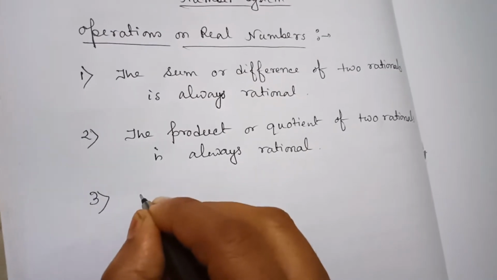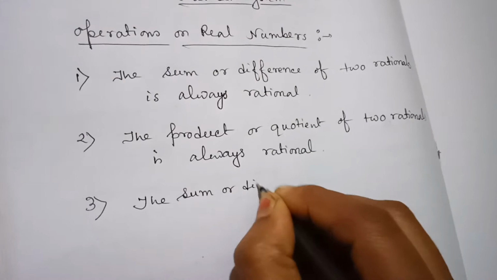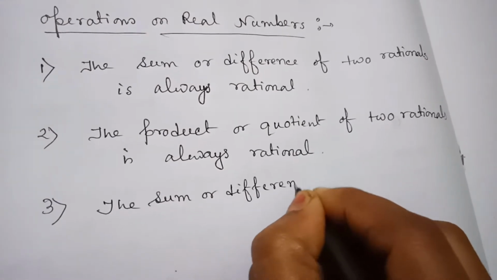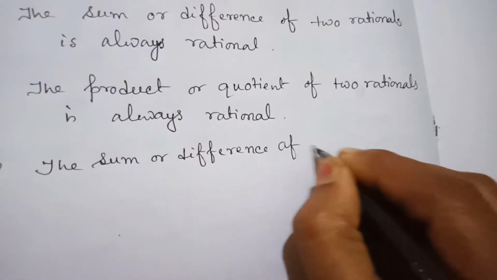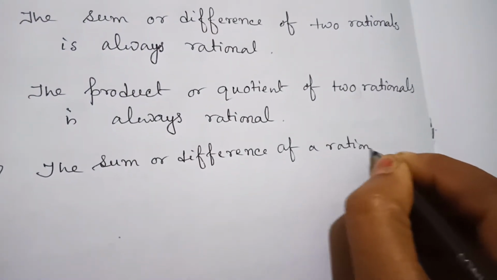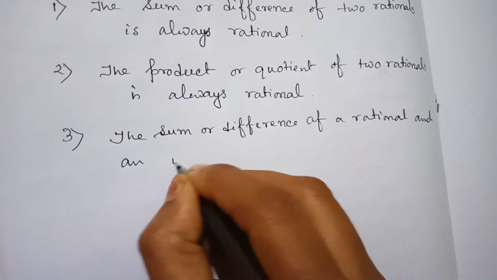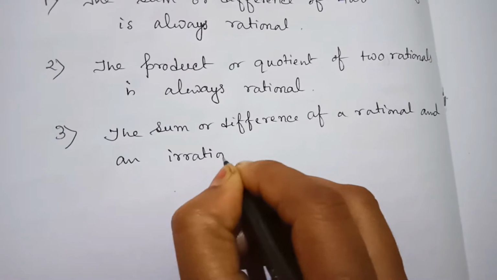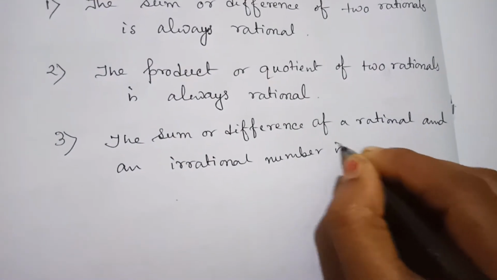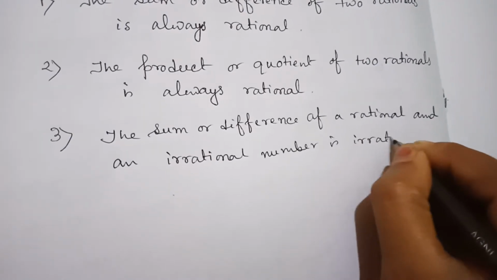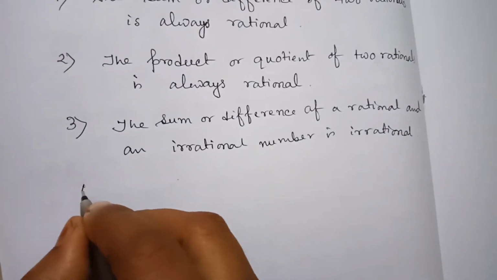Number 3, the sum or difference of a rational and an irrational number is always irrational.